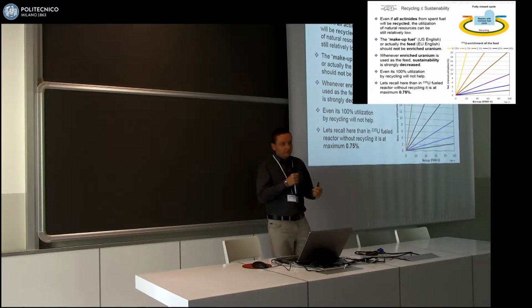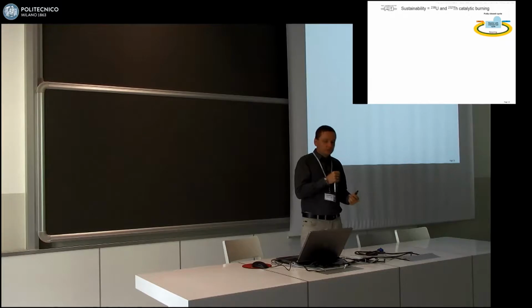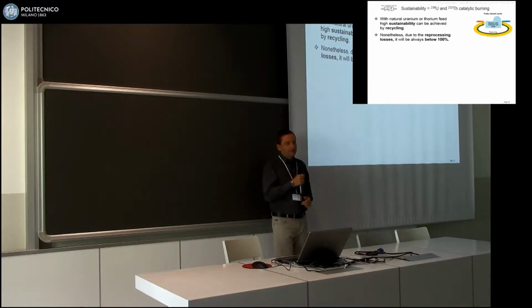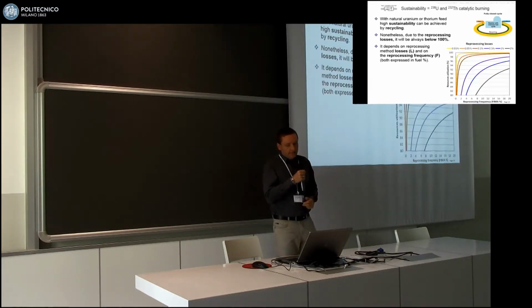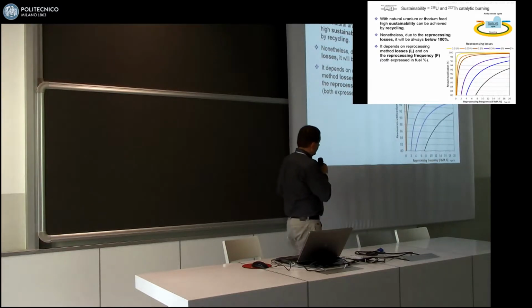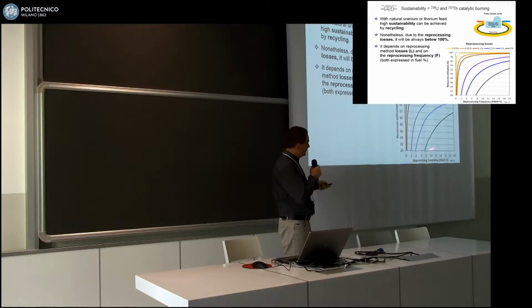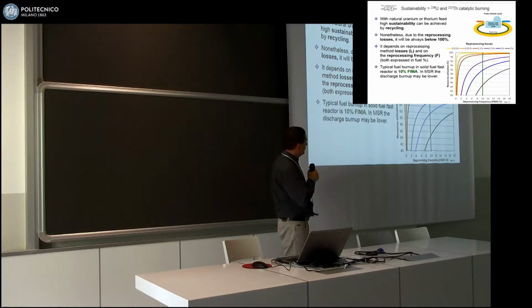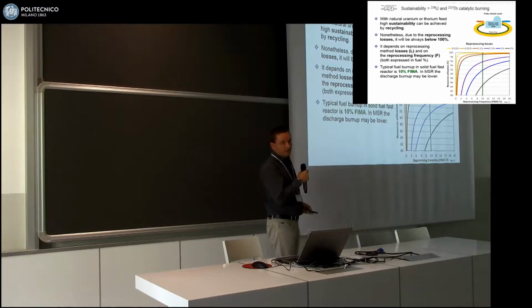Another thing is, even if you recycle natural uranium or thorium, there will always be reprocessing losses. And there is another chart which is a function of the reprocessing frequency, or let's say the discharge burn-up of the fuel which you are reprocessing, and shows several reprocessing losses. For a typical fast reactor, you reach the burn-up of 10% of the fuel, and then you see what reprocessing losses the current technology has, and this gives you the natural resources utilization.